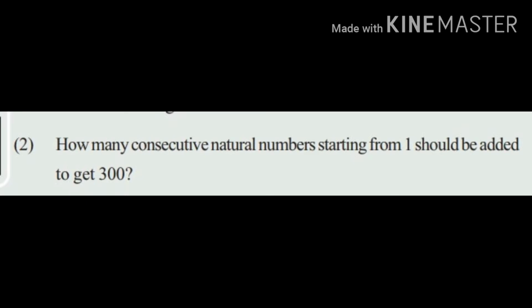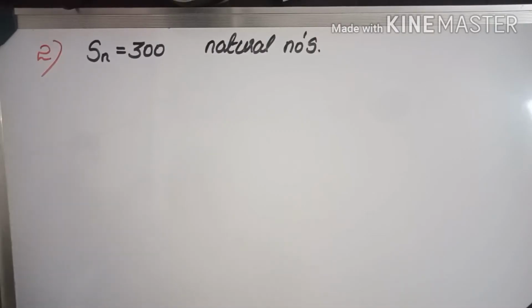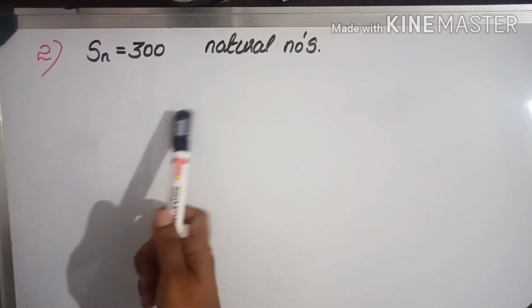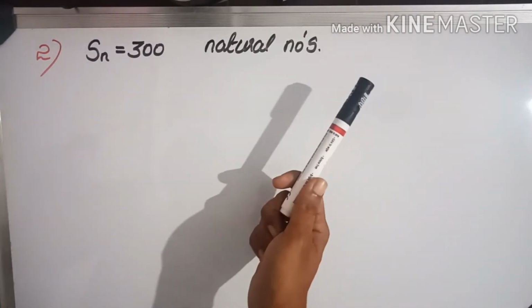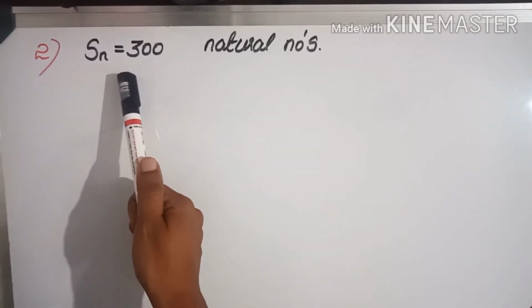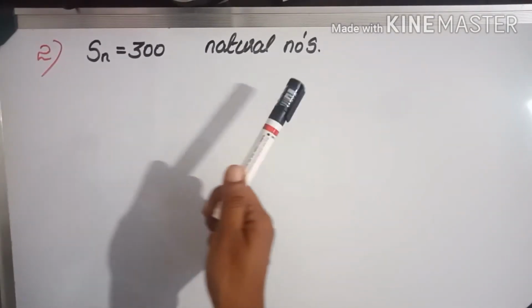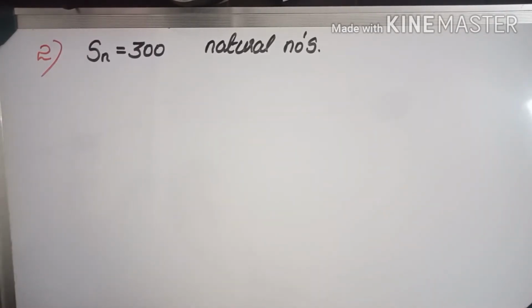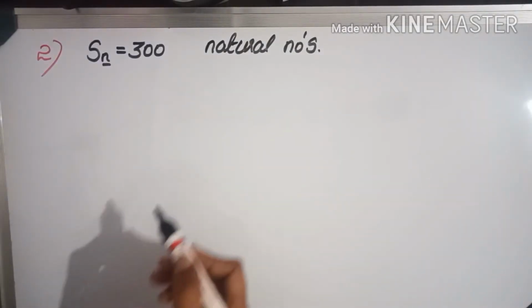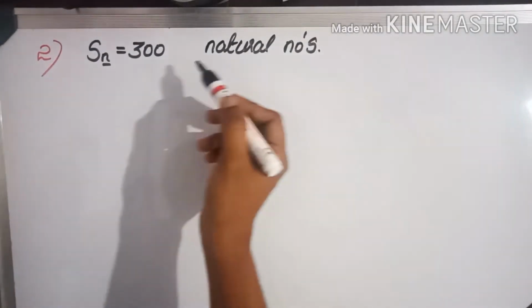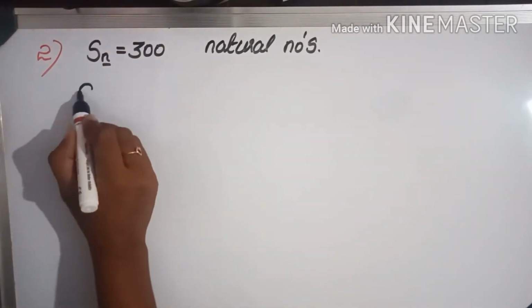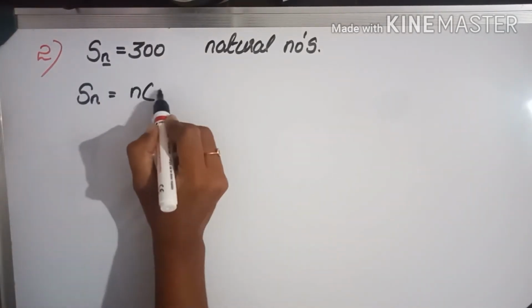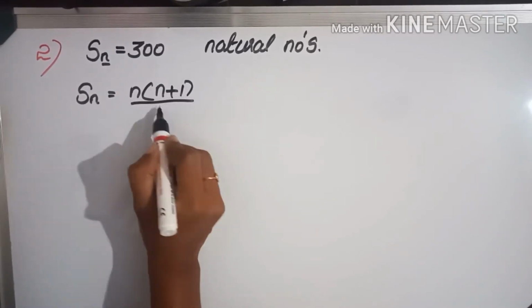The second question is: how many consecutive natural numbers starting from 1 should be added to get 300? The sum is given, the sum is 300. Sum of what? Natural numbers starting from 1. Up to what number do we have to add in order to get 300? That is n, which we need to find here. And we know the formula for the sum of n natural numbers, that is Sn is equal to n into n plus 1, whole divided by 2.